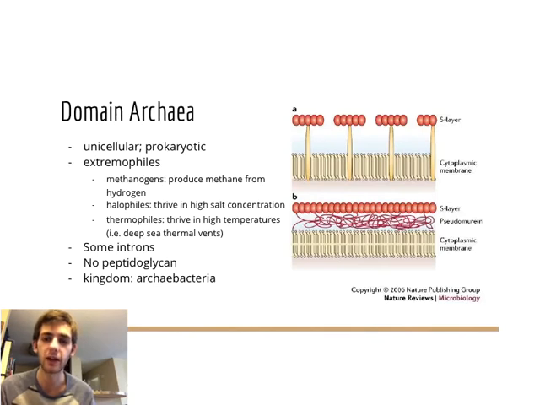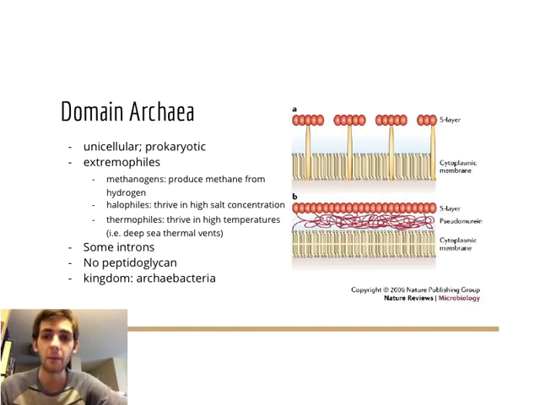Halophiles, these are going to be those ancient bacteria that thrive in high salt concentrations. And then you have thermophiles, which thrive in high temperatures. And you're probably most familiar with this group when we talk about deep sea thermal vents and bacteria that sit there. Very interesting because they can actually do something called chemosynthesis, where they take chemicals and produce their energy, very similar to photosynthesis. And so those are going to be thermophiles.